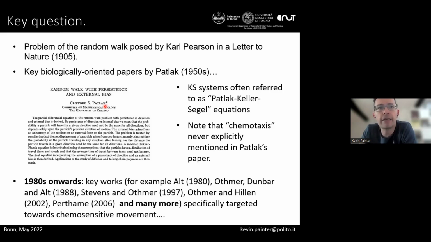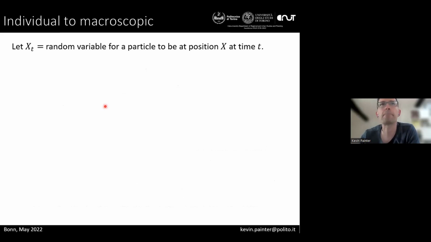Then in the more modern literature, this expanded in the 1980s with key works of Alt, Othmer, Stevens, Hillen and others, who targeted some of these ideas towards the problem of chemosensitive movement. I'll give a list of references at the end of today's talk, at least of these key early ones. Okay, so that's the question we're going to be looking at across today's lectures.